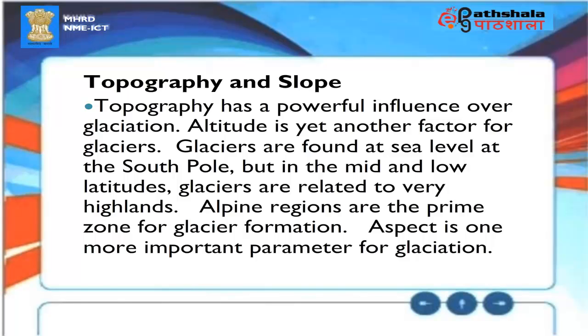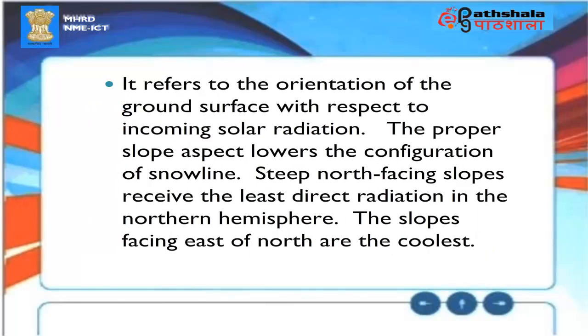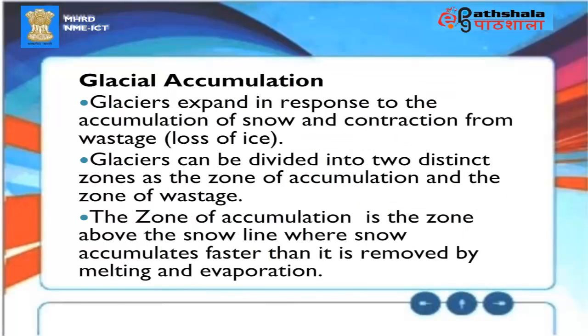Aspect is one more important parameter for glaciation. It refers to the orientation of the ground surface with respect to incoming solar radiation. The proper slope aspect lowers the configuration of the snowline. Steep north-facing slopes receive the least direct radiation in the northern hemisphere. The slopes facing east of north are the coolest.